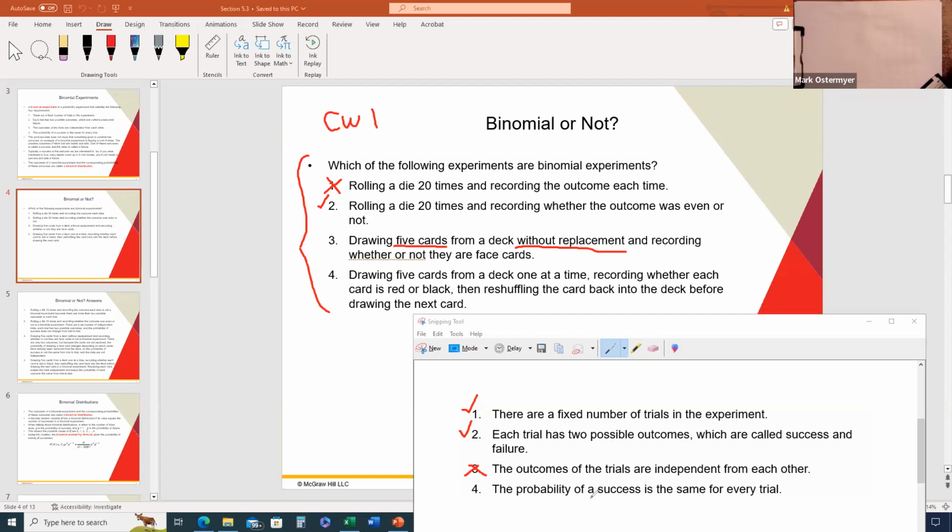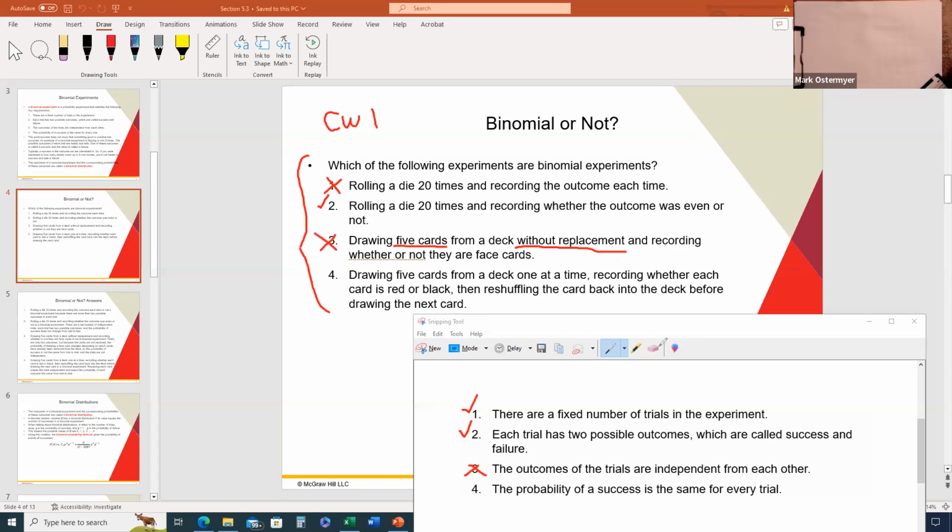And therefore, because they're dependent trials, the probability of a success will not be the same for every trial. The probability is constantly changing because you're constantly leaving more and more cards out of the deck, which reduces the total number of cards to draw from, which ultimately affects probabilities of what happens on later draws. This is not a binomial experiment.